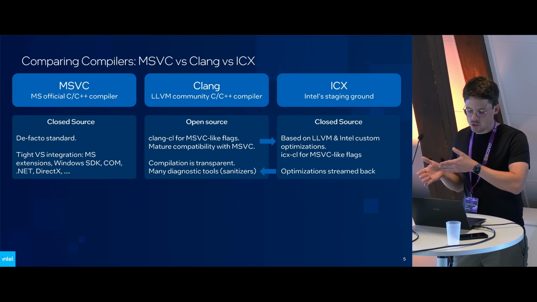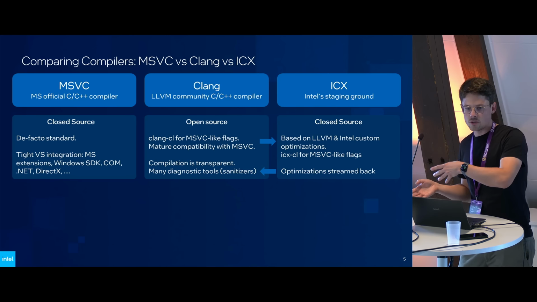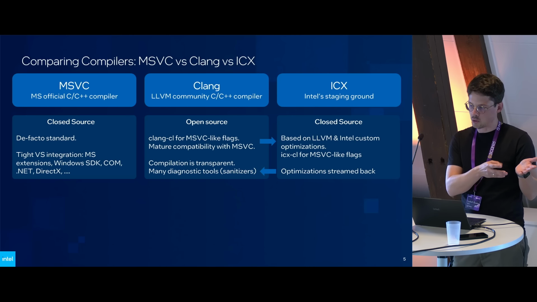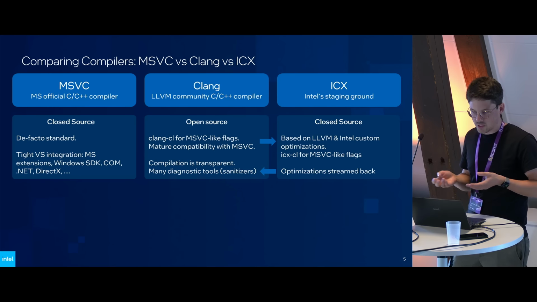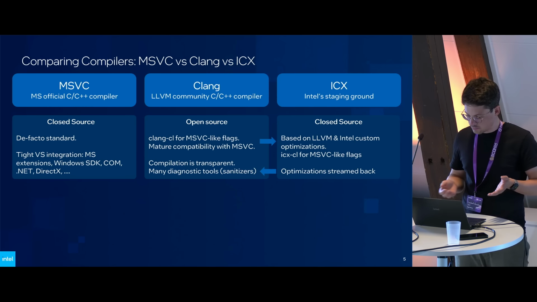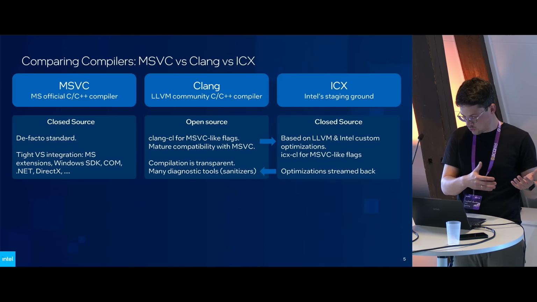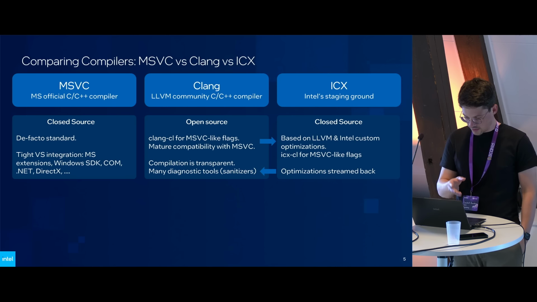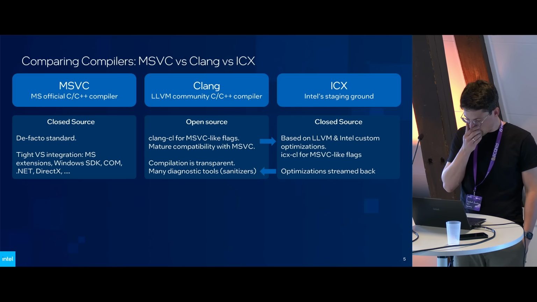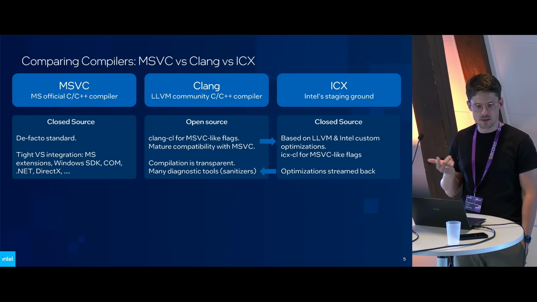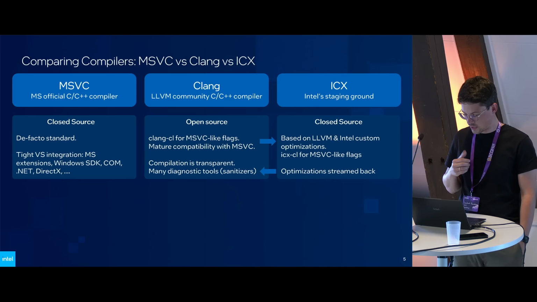And we also stream all optimizations that we do back up to the LLVM project. Of course, the community has to accept this, but the work that our compiler folks do is also something that people in this open source project can benefit from. One example is the HWPGO method that I'm going to introduce in a few slides. This was first developed in ICX, was then upstreamed to LLVM, and is now open source.